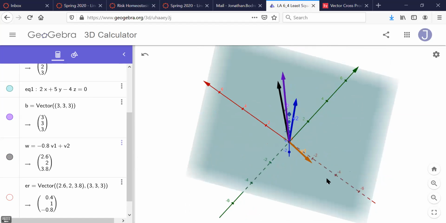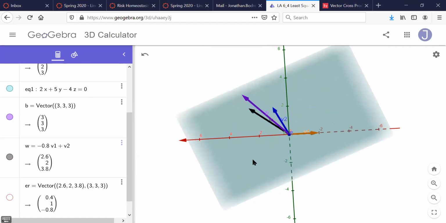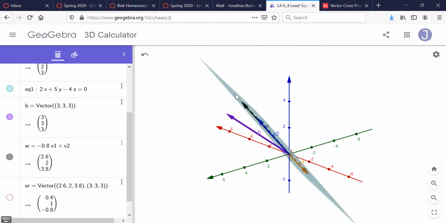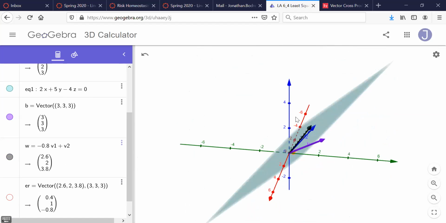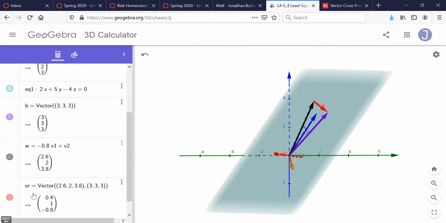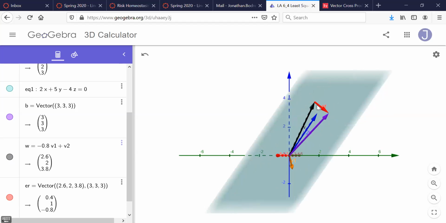And let's see if I can get this turned just about right. Okay. All right. If I can get this turned just right, you'll see that that is the orthogonal projection of the purple vector onto the aqua plane. That would give me the black vector. And the difference between the vector I really want to make and what I can actually make, the black vector, is this red error vector. And so we're trying to find the black vector in the plane that makes this error vector the smallest it possibly can be.